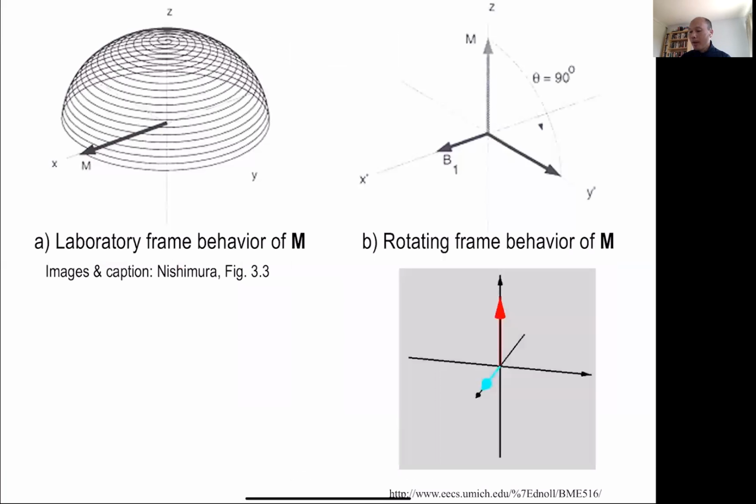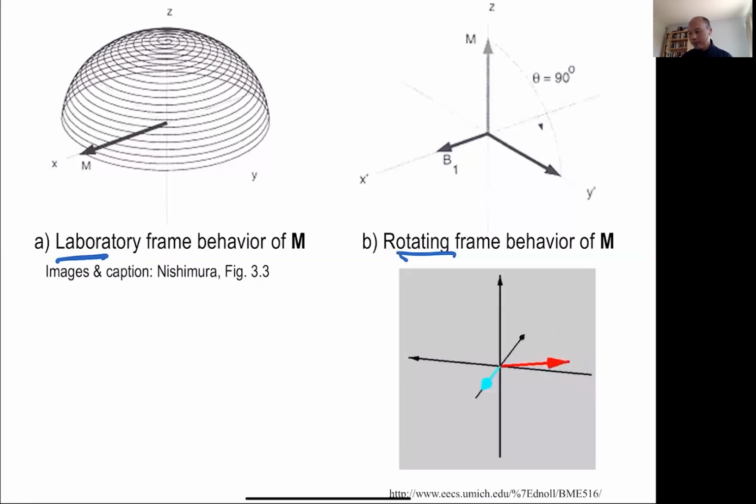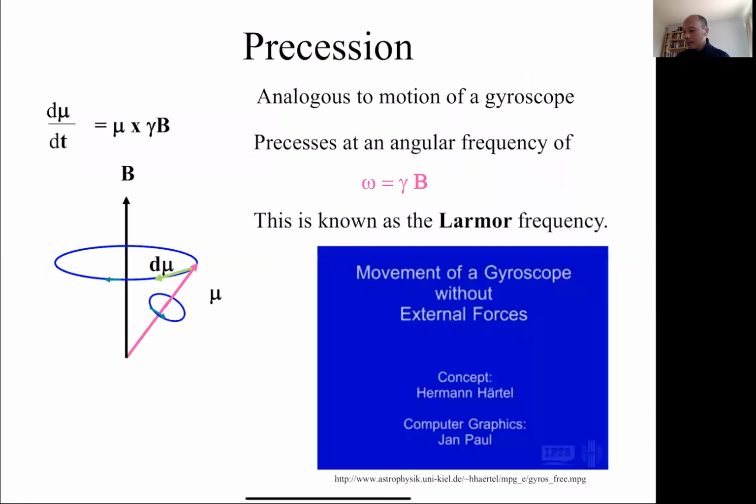This is just to remind you that we've talked about the laboratory frame and the rotating frame before. In the rotating frame, you saw the spin would spiral down. In the laboratory frame, that overall precession is gone, and so you just see the spin tipping over to the desired flip angle location. And a reminder, for precession, we have the Larmor frequency equals gamma times B.